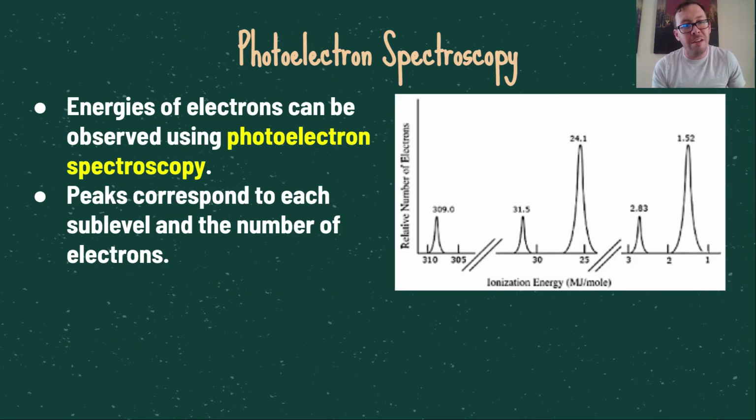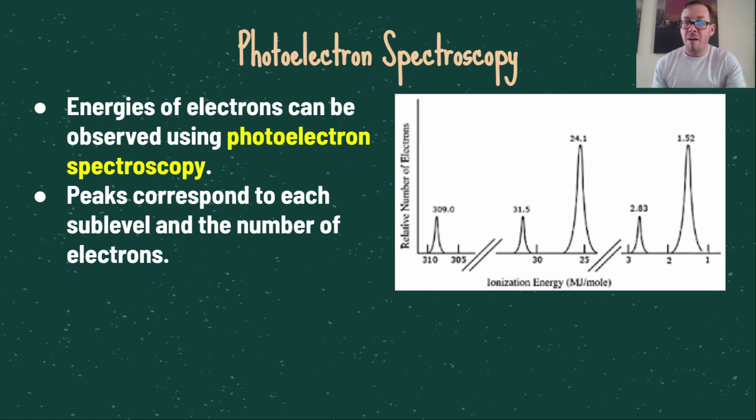So let's again shift gears here and talk a little bit about photoelectron spectroscopy. Now, this is very much a simplified version of it, as we can do this for a variety of different ions and atoms and even compounds. But photoelectron spectroscopy is essentially the energies of the electrons that are observed in a chart here. And so as you see on the right-hand side here, we have a chart that shows the relative number of electrons and the ionization energy. The peaks correspond to each sublevel and the number of electrons.